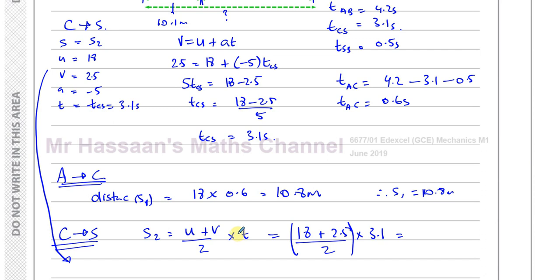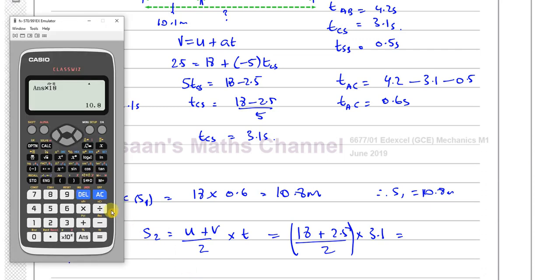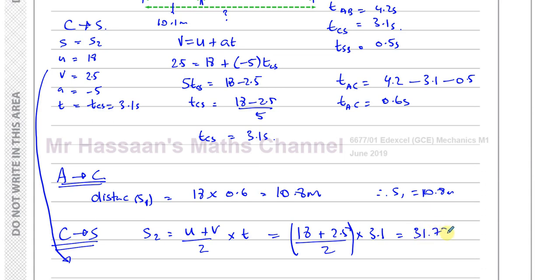We could use any one of the equations. Some people say, oh sir, why can't we use V squared equals U squared plus 2AS? Or why can't we use S equals UT plus a half AT squared? Sometimes there are different ways of doing it. Yes, you can use any one that you're comfortable with. I think this is an easy equation to use when you have this information, so I'm going to use this one. So we have (18 plus 2.5) divided by 2 times 3.1. Now that gives us 31.775.